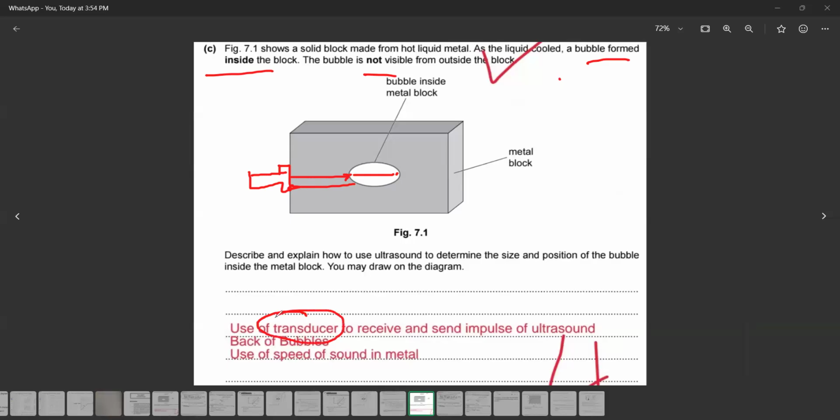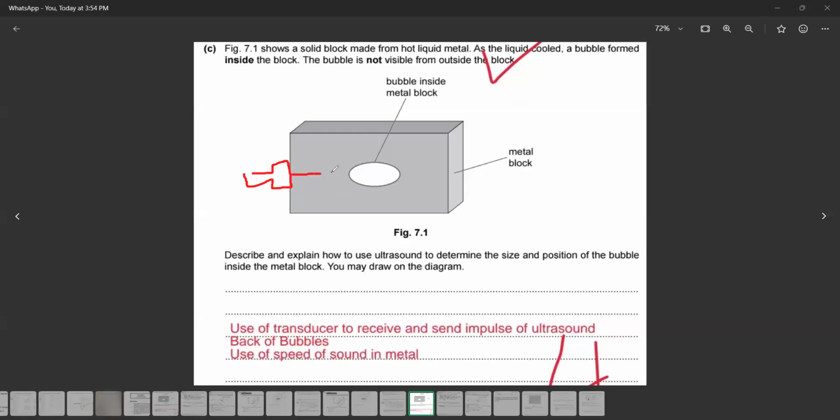The term transducer means a device which can change from one form of energy to another. For example, your mobile phone is also a transducer, because it can convert from one form of energy to another. Anything which can convert one form of energy to another, we call a transducer. So we will use a transducer, or a source of ultrasound. That is the first thing.